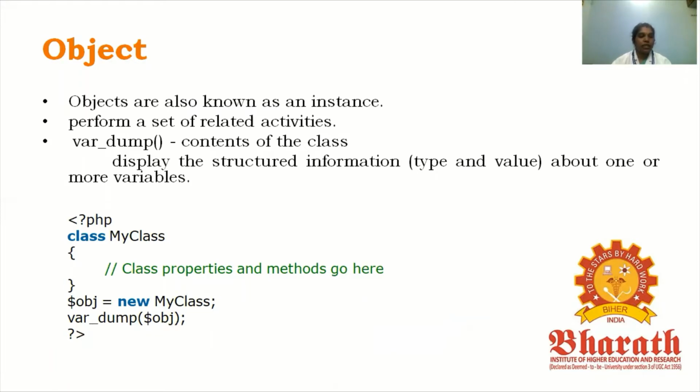How can you create the object? The new keyword is used. With the help of the new keyword, this is the format: object equals new, then you give the class. This is the way to create an object. And you know about the var_dump function, which displays the structured information about one or more variables.